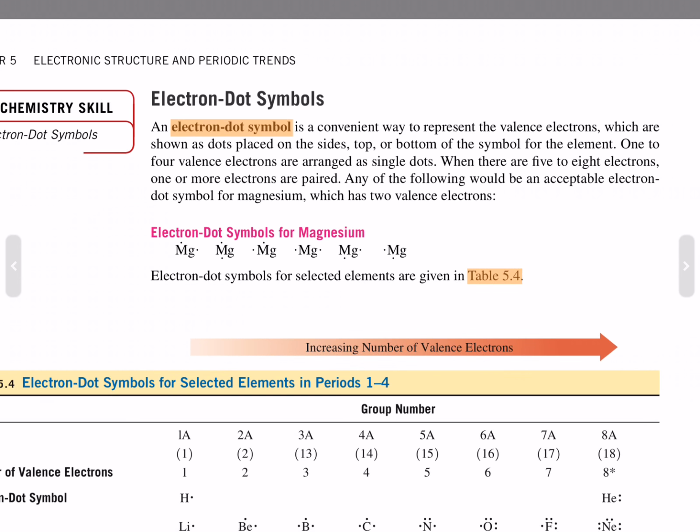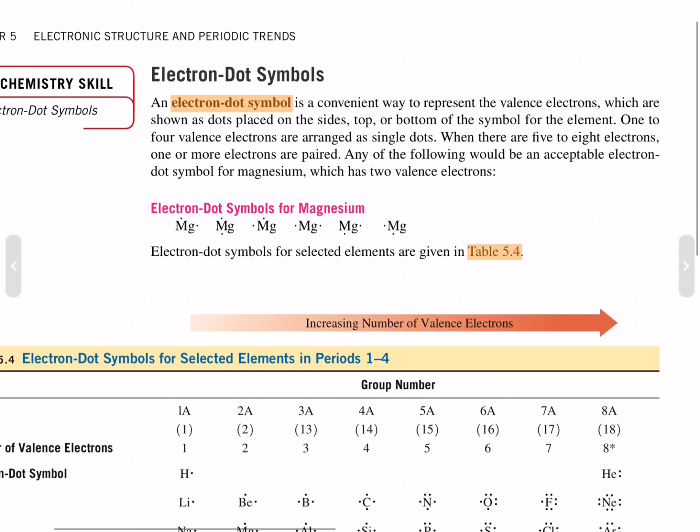Electron dot symbols. An electron dot symbol is a convenient way to represent the valence electrons, which are shown as dots placed on the side, top, and bottom of the symbol of the element. 1 to 4 valence electrons are arranged as single dots. When there are 5 to 8 electrons, one or more electrons are paired. Any of the following would be an acceptable electron dot symbol for magnesium, which has 2 valence electrons. Electron dot symbols for selected elements are given in Table 5.4.